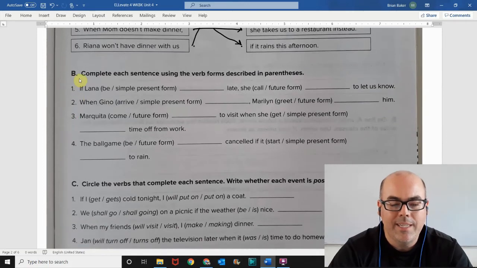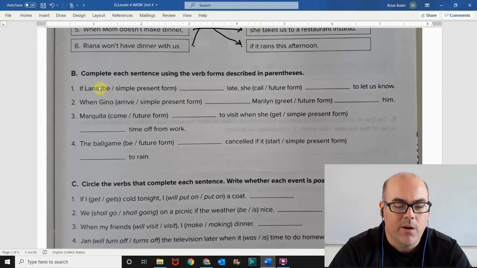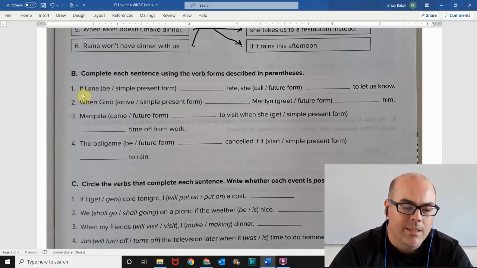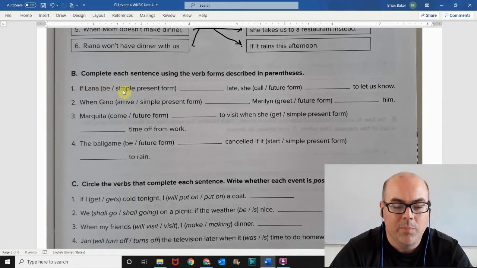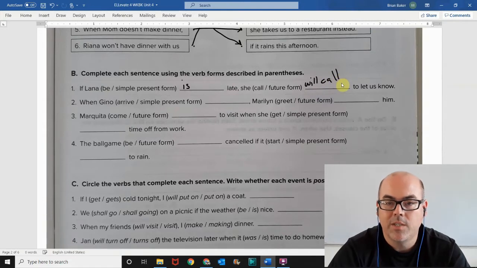Complete each sentence using the verb forms described in parentheses. They give you the verb and the form. So we need to write this verb in this form for this subject. They want it in simple present form. So if Lena is late, she, now we need future, will call to let us know.